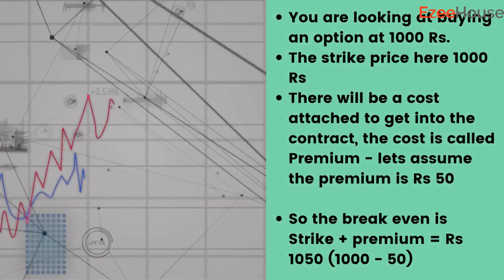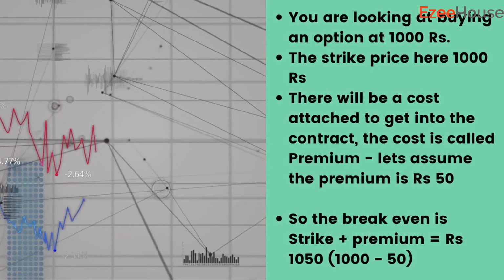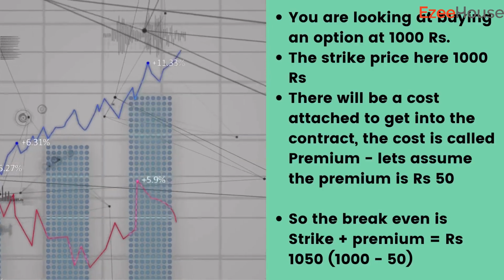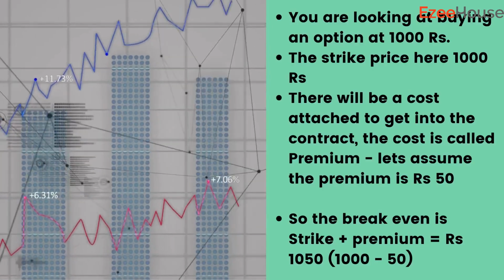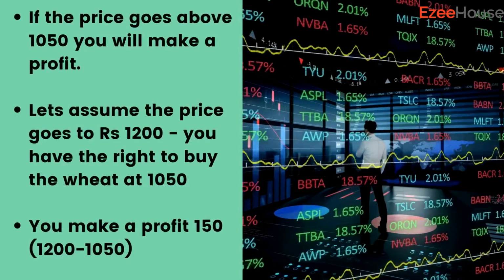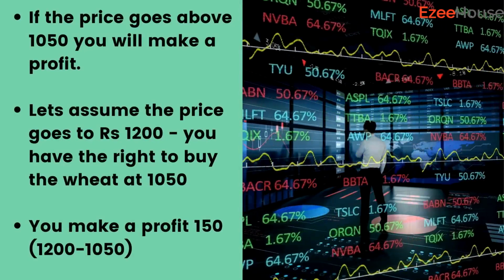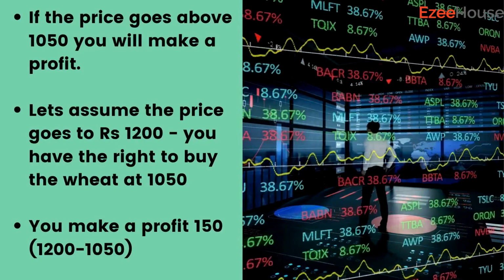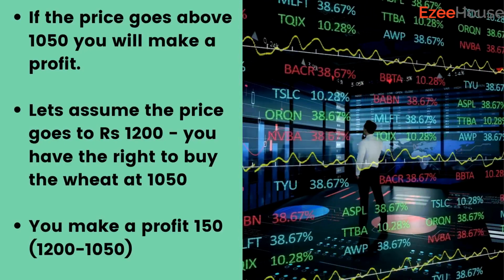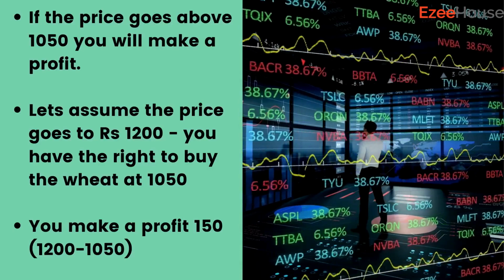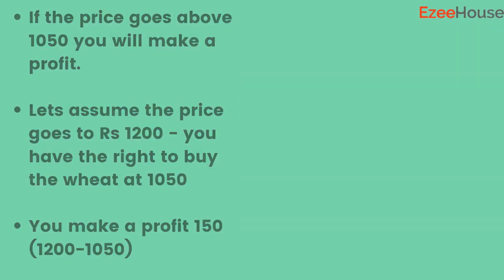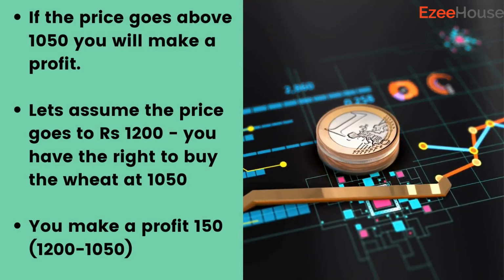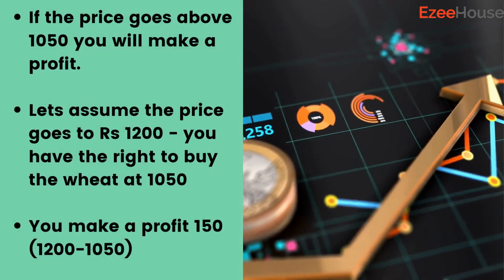So your break even will be your strike price plus the premium which you're paying. So 1,000 plus 50 will become 1,050. Now if the price of the wheat actually goes above 1,050, you will make a profit. So let's take the example that the price goes to 1,200 bucks. Now if it goes to 1,200 bucks, you still have the right that you can buy the wheat at 1,050. So in that case, you make a profit of 150, which is 1,200 minus 1,050.